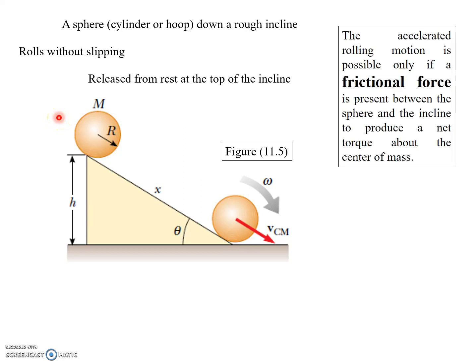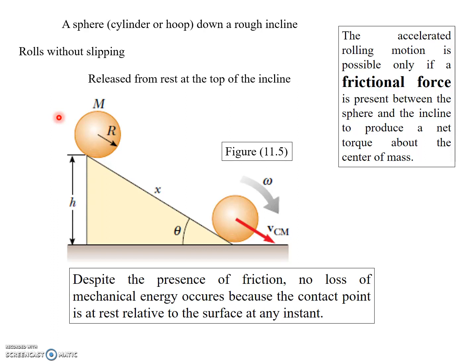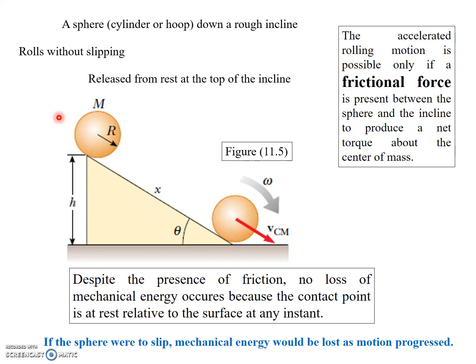The accelerated rolling motion is possible only if a frictional force is present between the sphere and the incline to produce a net torque about the center of mass. Despite the presence of friction, no loss of mechanical energy occurs because the contact point is at rest relative to the surface at any instant. It means the energy is still conserved. If the sphere were to slip, mechanical energy would be lost as motion progresses.